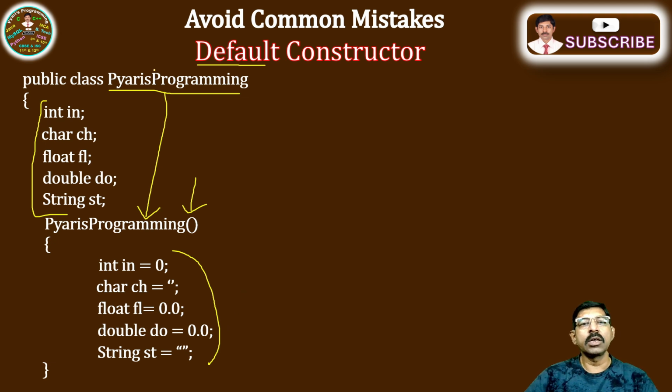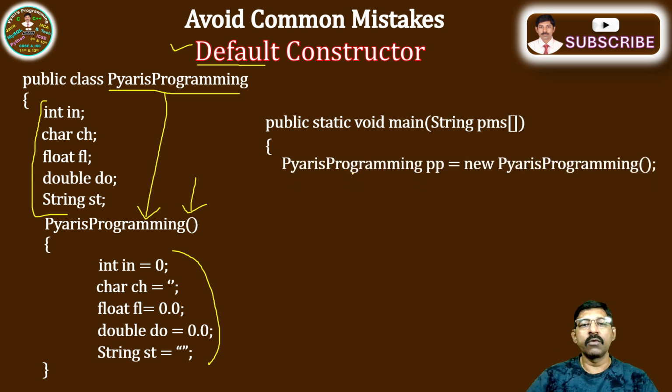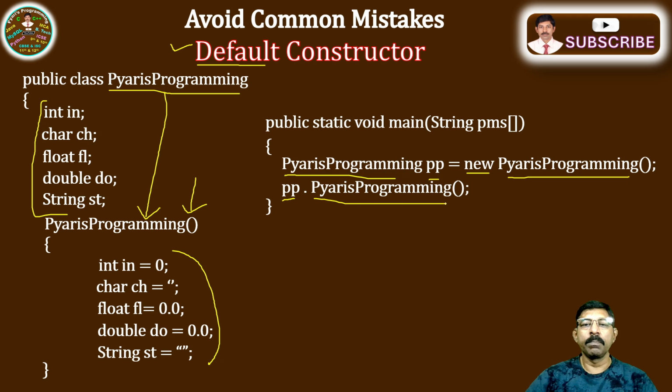Because I am emphasizing the default constructor, I am not using any calculation or display function. Directly I am writing the main method. Public static void main, inside which I am creating an object of the class PRS programming. PP is an object, new is a keyword, again PRS programming. Then I am calling the constructor with the help of the object. PP is the object name, dot, constructor name PRS programming. It is empty parentheses because I am not going to pass any parameter, because the method does not take any parameter. It is a default constructor.